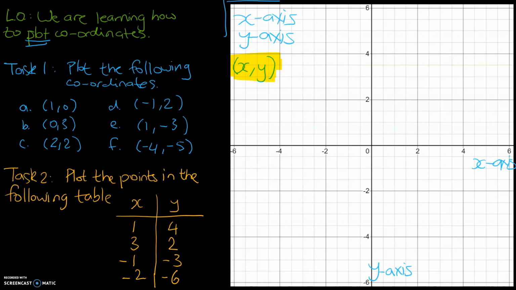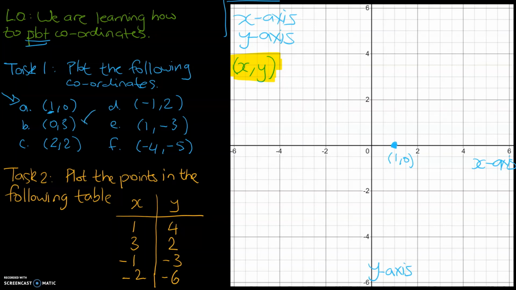So in task 1, we're looking at question A. We've been asked to plot the coordinate (1, 0). So what we need to do is start off with the 1, or the left-hand number, and remember that left-hand number relates to the x value. So 1 on the x-axis would be there. I've done a tiny little dot. We now need to move that little dot to 0 on the y-axis, and 0 on the y-axis is actually that same point. So that point there would be (1, 0), because x has been moved 1 and y hasn't been moved at all, so y is still on the 0 point.